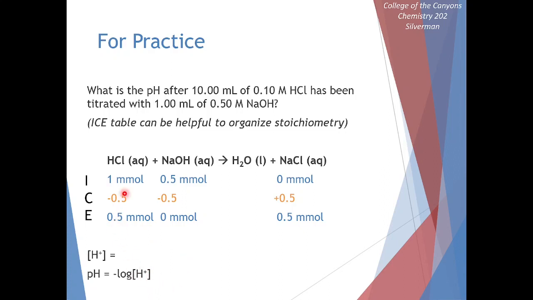0.5 millimoles of acid in a total volume of 11 milliliters leaves us with a concentration of 0.0455 molar. With that concentration, we have a pH of 1.34. Notably here, we've neutralized half of our strong acid, but the pH is still extremely low. If we wanted to do this calculation at other steps along our titration, we certainly could do exactly the same steps. Set up your stoichiometry table, figure out what is in excess, and the pH will be dictated by that.